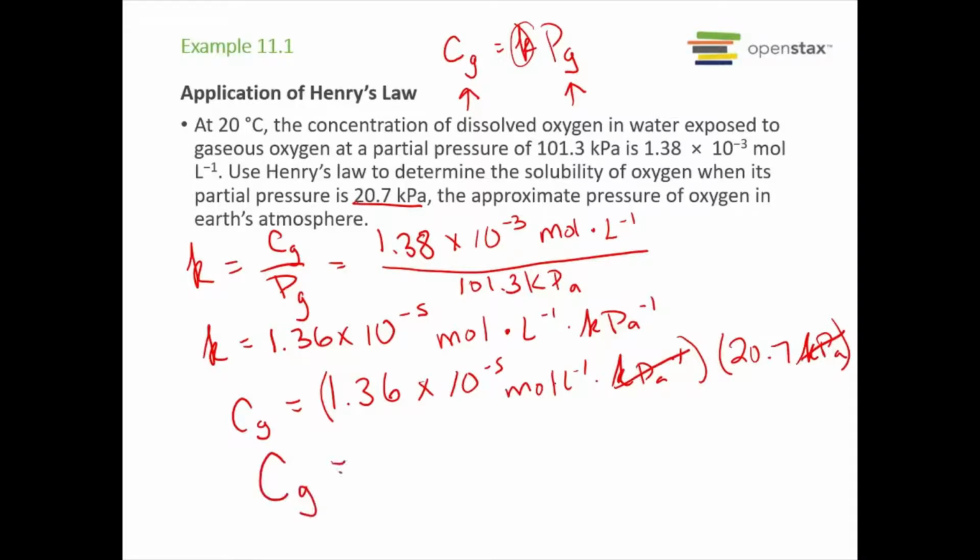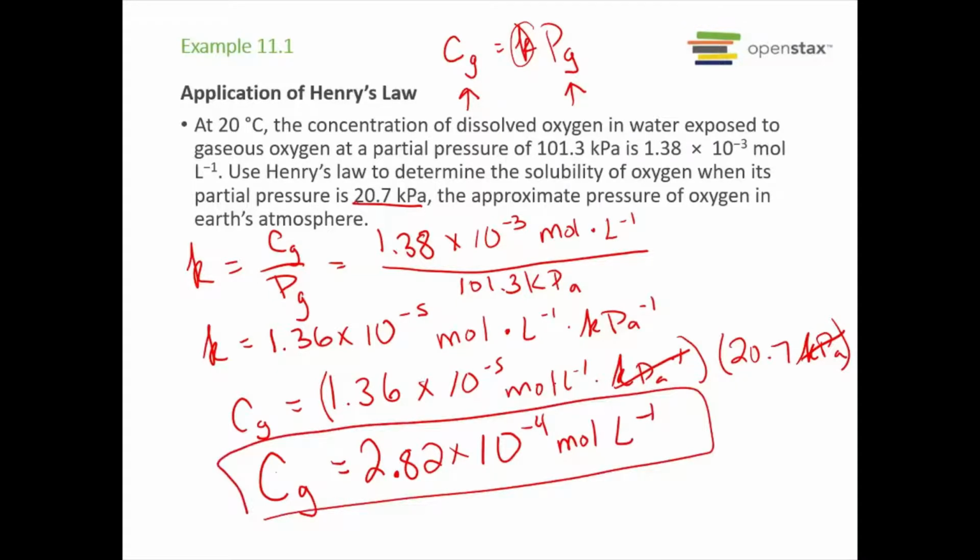So our Cg then is equal to 2.82 times 10 to the negative fourth moles per liter. And moles per liter is molarity, so you could also just write it as big M molar. So just again, any units, as long as the dimensional analysis works out, when you're looking at the units and how they combine, the units aren't that important, just as long as they cancel out properly.